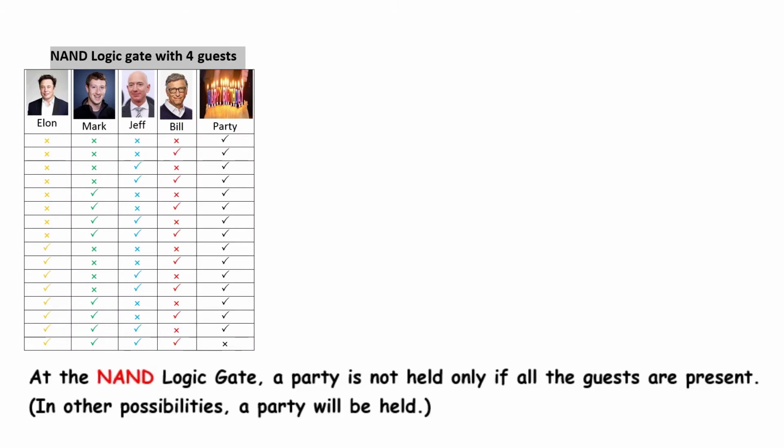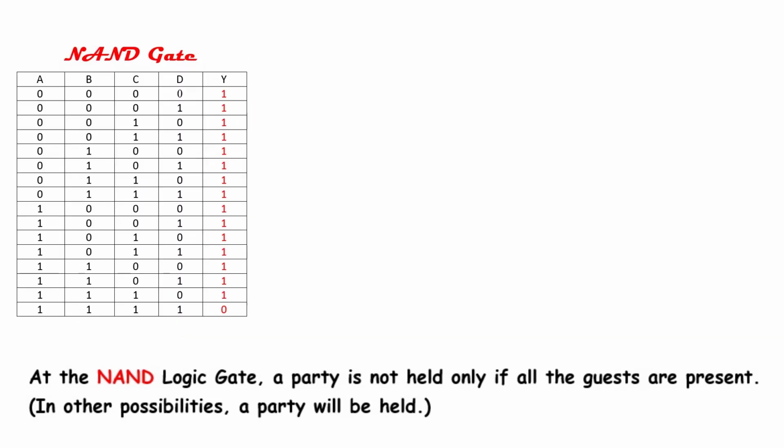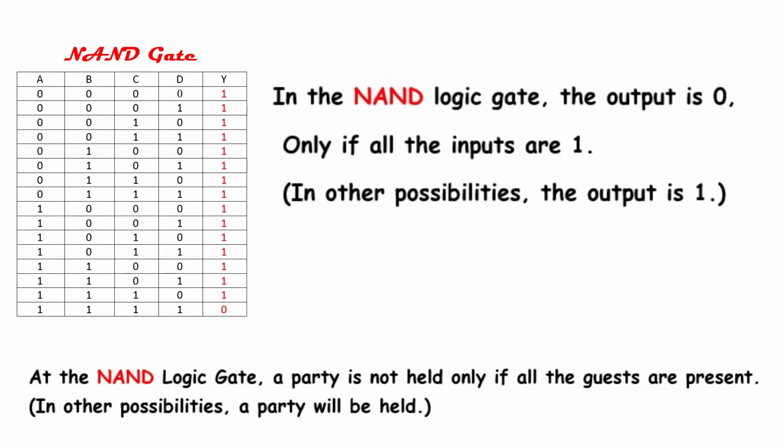See the truth table of the NAND logic gate with 4 guests. I will apply the changes I mentioned earlier. This is the general form of the NAND logic gate with 4 inputs. In general, it can be said that in the NAND logic gate, the output is 0 only if all the inputs are 1. In other possibilities, the output is 1.